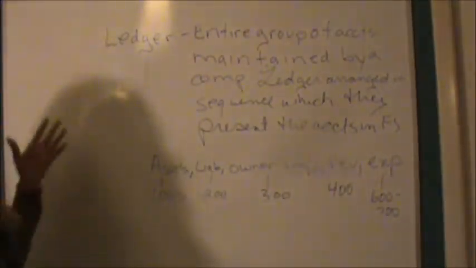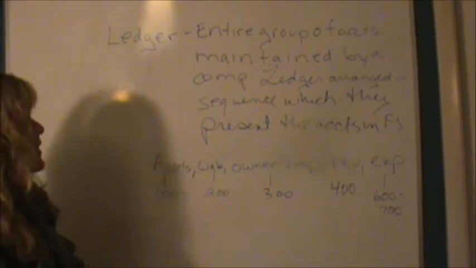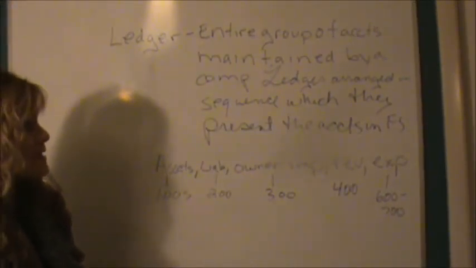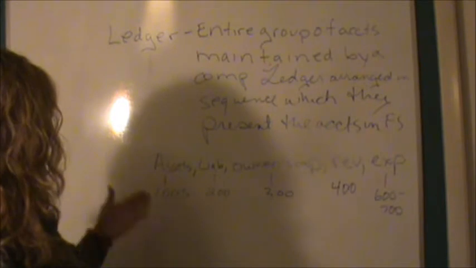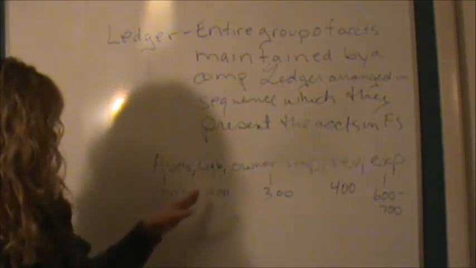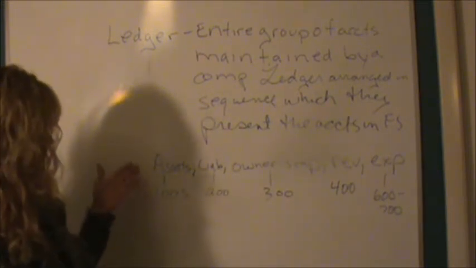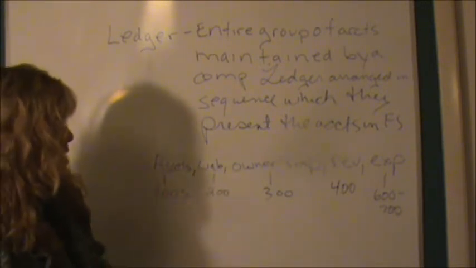Okay, the ledger. What the ledger is, it's our entire group of accounts. So it's all of our accounts. And the ledger is arranged in the sequence that they're going to be presented. These accounts are going to be presented in the financial statements. So we present the balance sheet first. So our assets, liabilities, owner's capital is first.